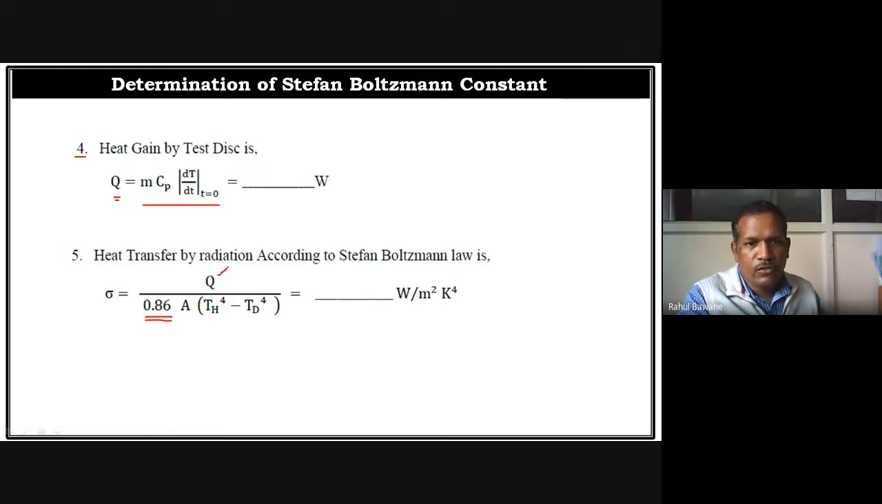So put the value of Q, put the value of A, put the value of TH, put the value of TD, TD at T equals 0. So we get the Stefan Boltzmann constant value. No doubt the standard is 5.667 times 10 raised to power minus 8. Our value will not come exactly the same, but it should be within a range.